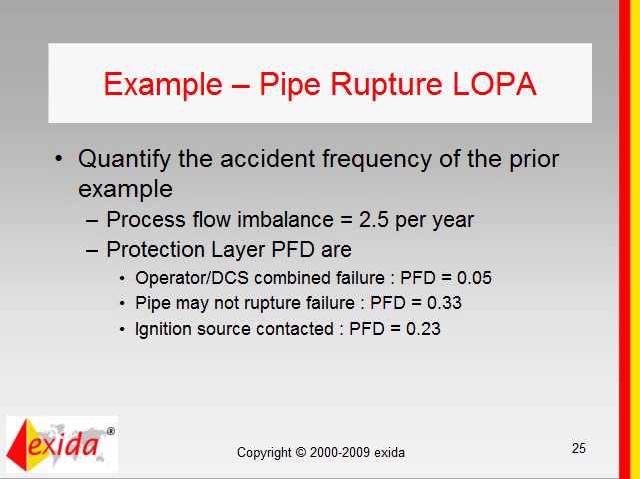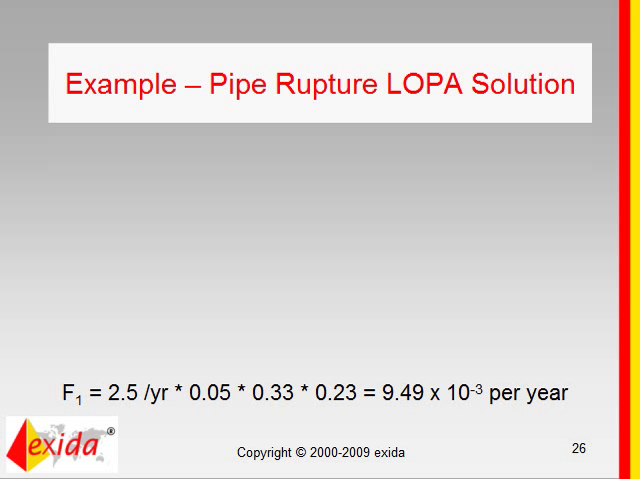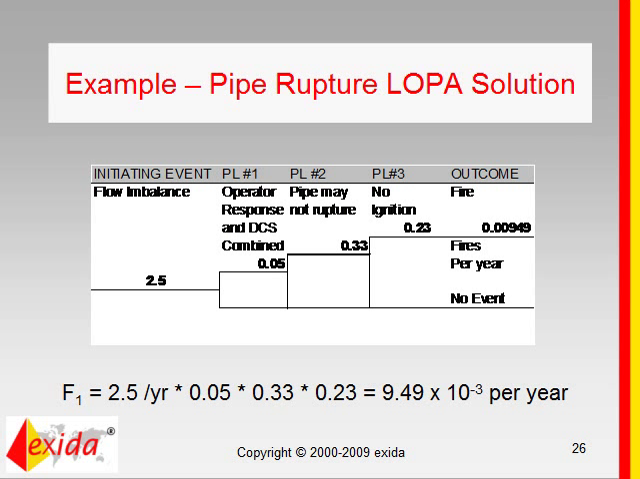Protection layer probability of failure on demand: the operator DCS combined 0.05, pipe may not rupture 0.33, and ignition source or contact 0.23 as the probability of failure on demand. Putting that into a diagram, quantifying it, and then calculating the final frequency of, in this case, a flow imbalance resulting in a fire outcome: 2.5 per year times 0.05 times 0.33 times 0.23, coming up with 0.0949 as the frequency at which we will have an accident, a fire, because of the flow imbalance.